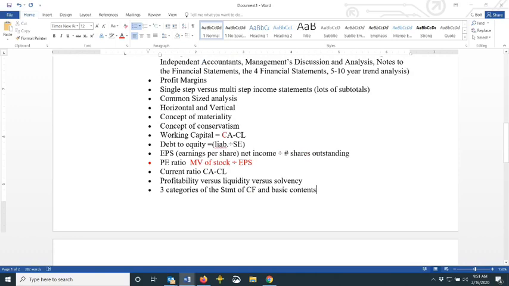Finally, we've got a few more down here. Profitability versus liquidity versus solvency.